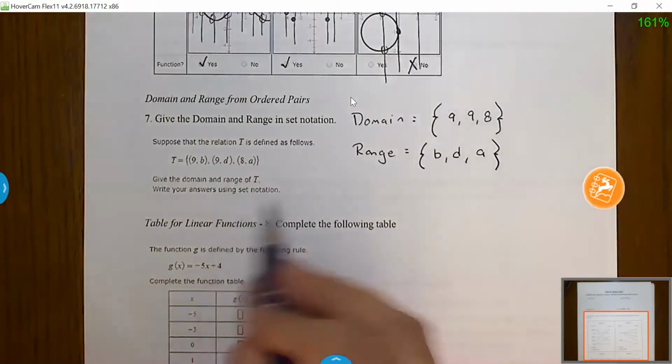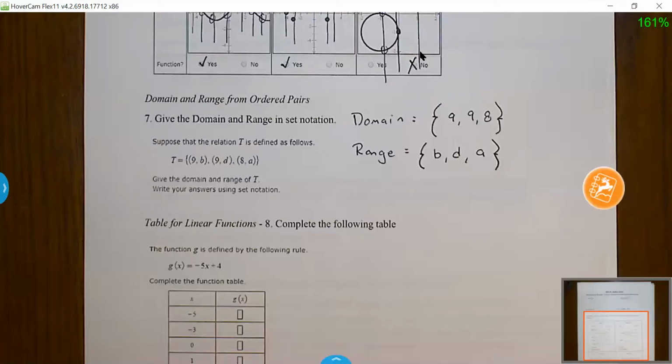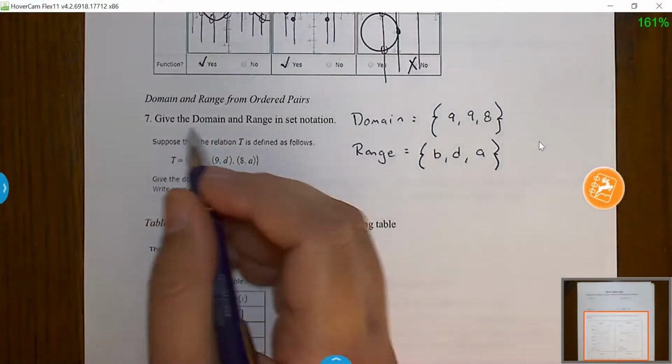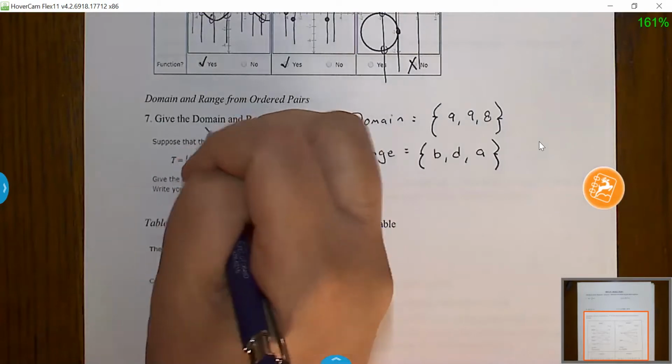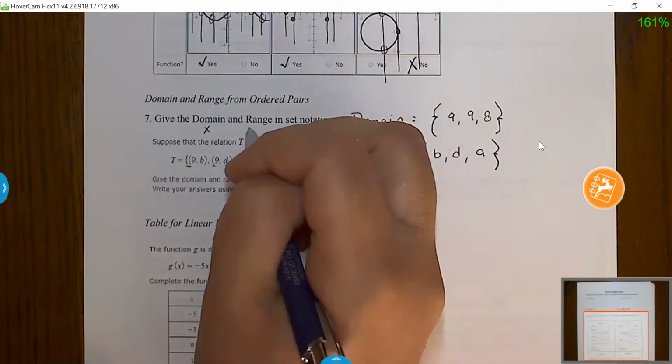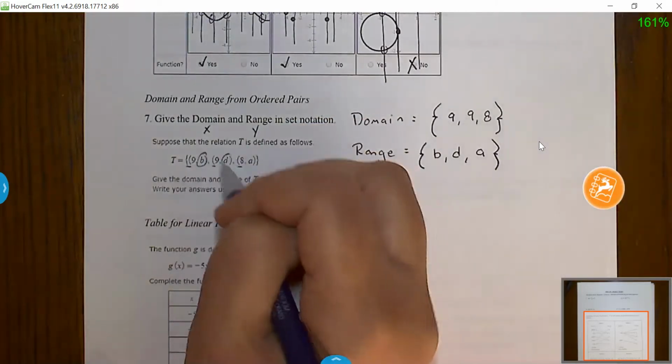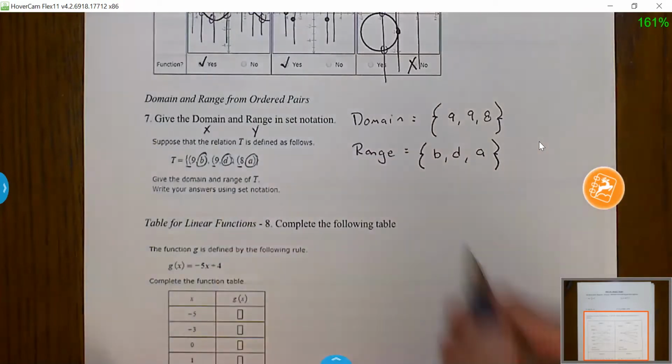Okay. Let me just look real quick to see if that is what they want for set notation. They might want something else. Okay, that does appear what they're looking for. All right. Domain is another name for the X values, these first values here. Range is another name for the Y, that B, D, and A.